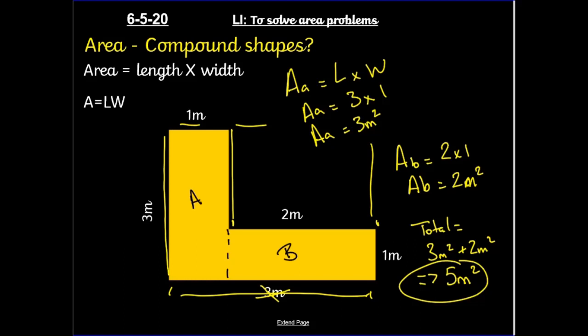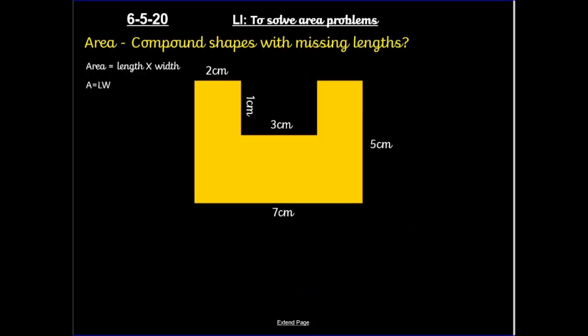Okay, so let's have a look at a little bit more of a tricky one here. I'm now going to look at a compound shape, but with missing lengths. Again, they're all rectangular, so I can use the same formula, length times width. But I've got some missing. But before I do that, I'm going to split mine into different sections.